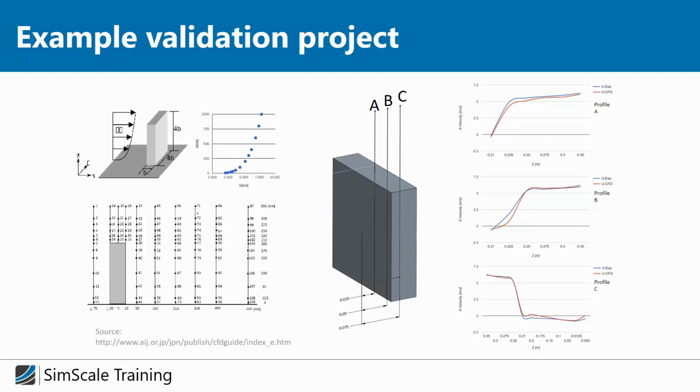And this is a typical validation case. So on the left side, you can see the data, which was created during a scientific research study. And basically, what they did is they took a very simple model for a building with a defined inlet velocity profile, and then they measured the velocity profile, the velocity distribution here near this edge at 3 positions.